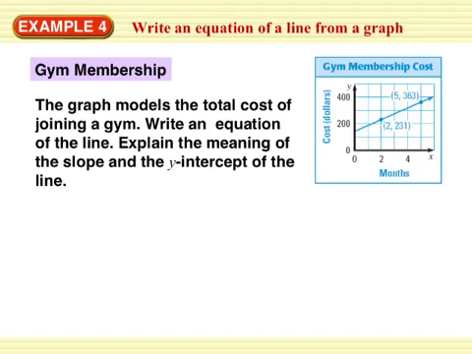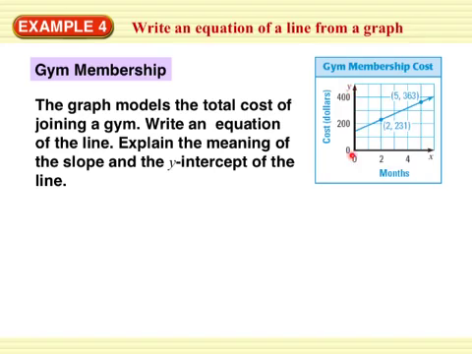Gym membership. The graph models the total cost of joining a gym. Write an equation of the line. Explain the meaning of the slope and the y-intercept of the line. Alright, so we're looking at a graph. I have months along the x-axis and cost in dollars along the y-axis.